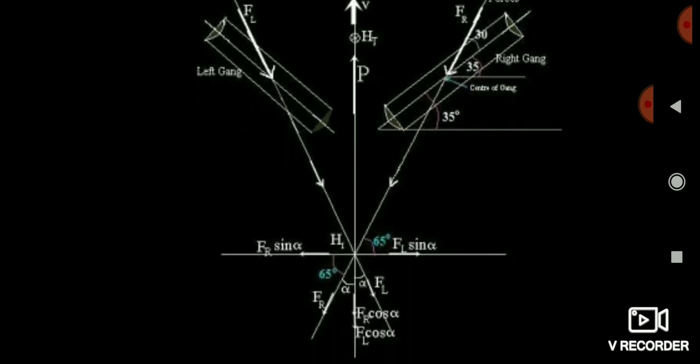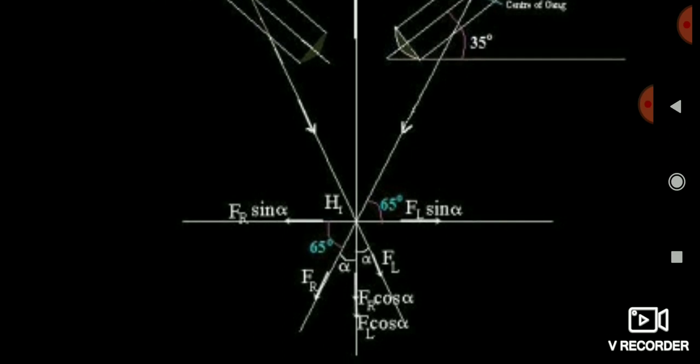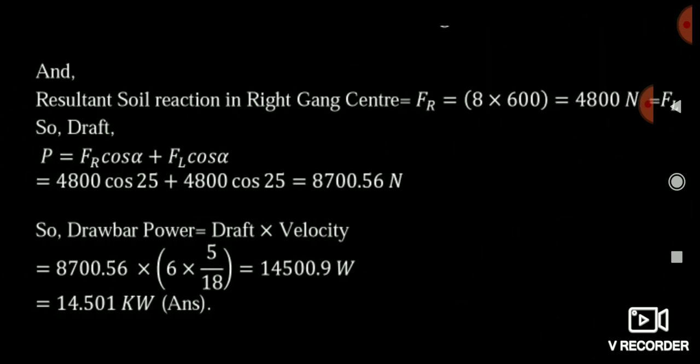So you should make the free body diagram, and I have told you previously also that the horizontal component of both these forces, Fr sin alpha is equal to Fl sin alpha. So these both are going to be cancelled out, and we have to consider only the vertical component, Fr cos alpha plus Fl cos alpha. So add these both components. Here you can see that P is equal to Fr cos alpha plus Fl cos alpha, and you add both of these.